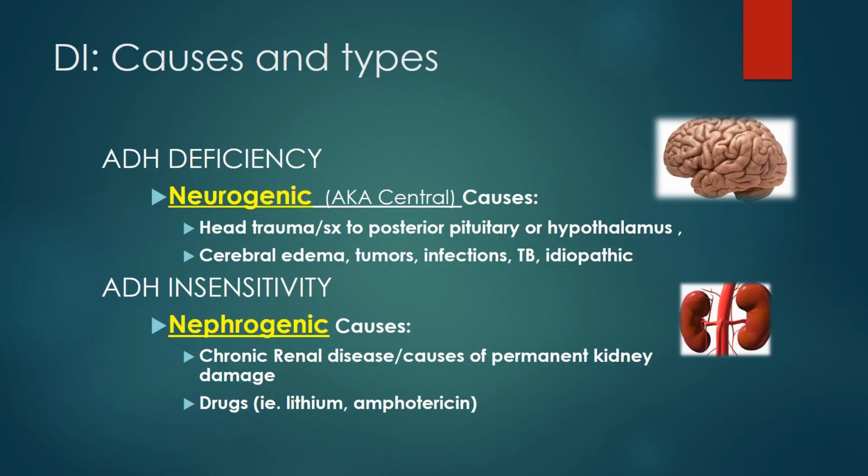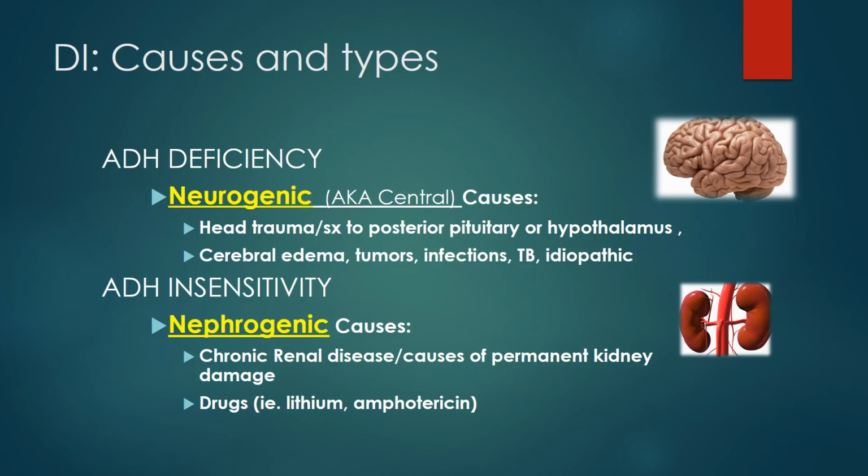If the brain is fine and we're making plenty of ADH when we need to, our kidneys may not be responding. So if our kidneys, that distal renal tubule, is not responding to ADH, that would mean that we now have diabetes insipidus related to ADH insensitivity.